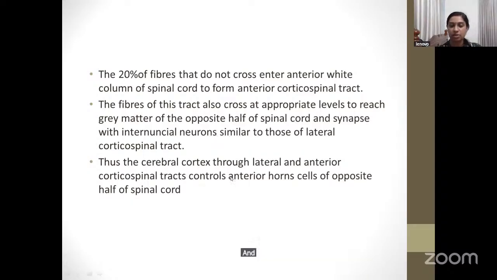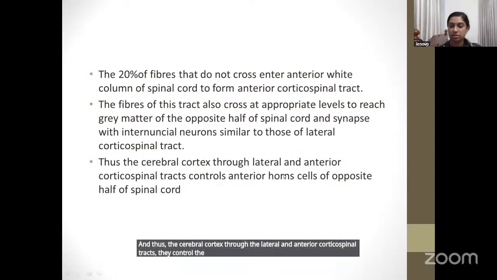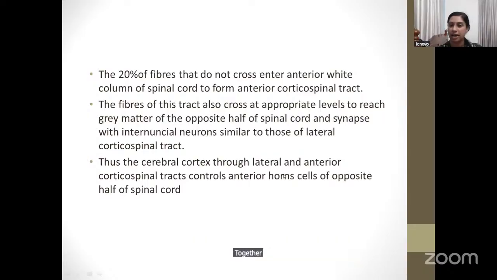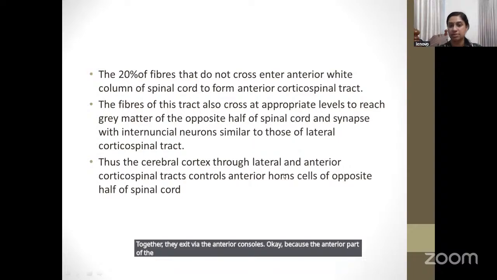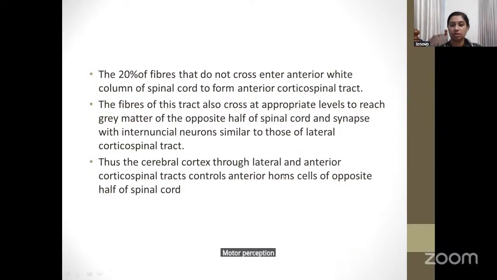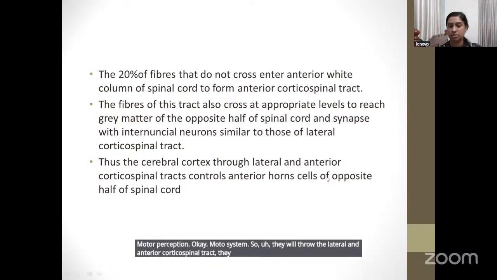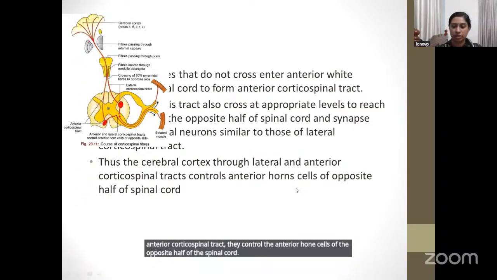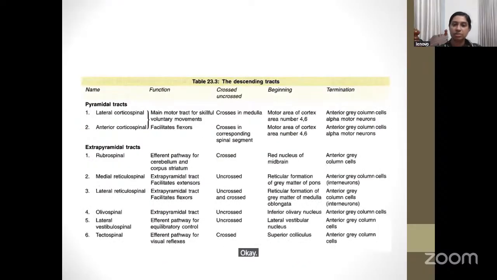And thus the cerebral cortex, through the lateral and anterior corticospinal tracts, controls the anterior horn cells. Okay, this is because the anterior part of the ventral horn is concerned with the motor system. So through the lateral and anterior corticospinal tracts, they control the anterior horn cells of the opposite half of the spinal cord. Okay. So these are basically the descending tracts.